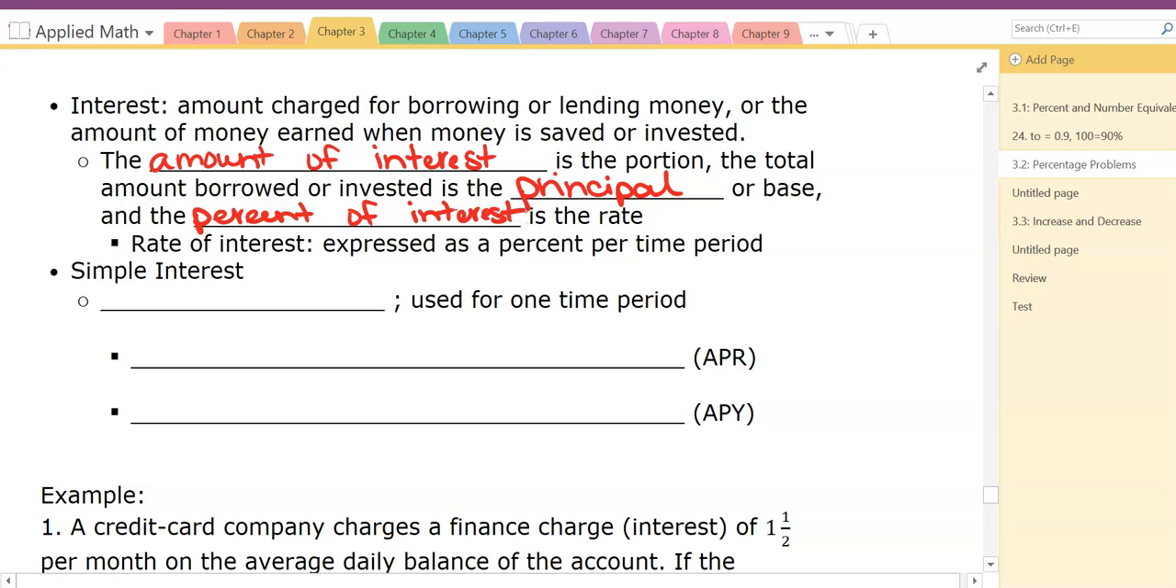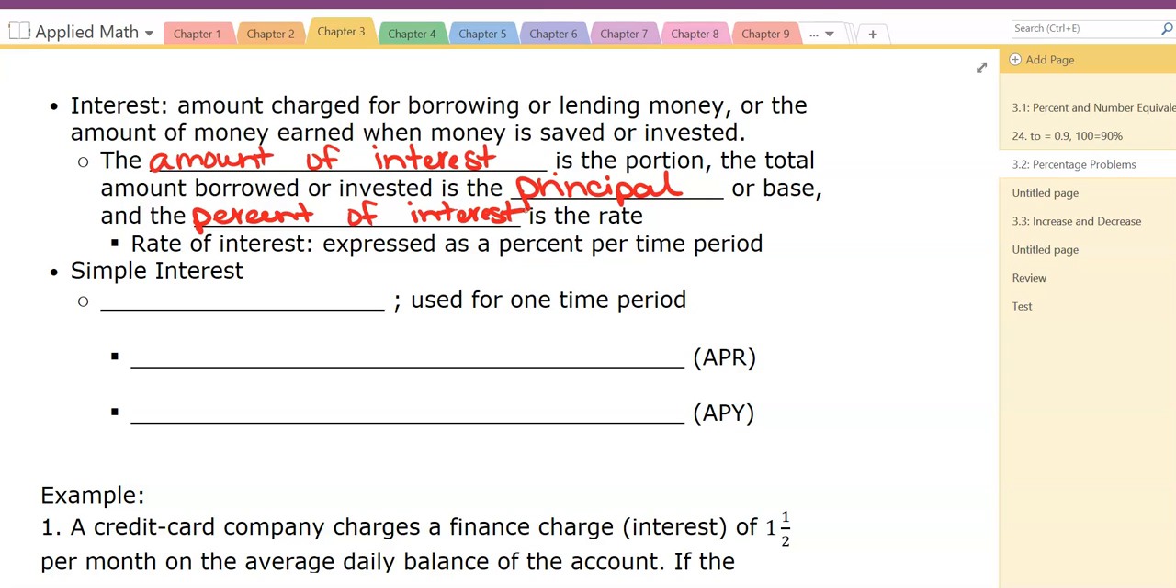So the principal would be the amount that you put in or the amount that you're borrowing from the bank for a loan. The amount of interest would be how much they're charging you or how much you're making. So a 5% interest rate could either mean that you're being charged 5% interest, so you have to pay that back, or you're earning 5% interest. And then the percent of interest is the rate, however much they're deciding to do, like 5%, 6%, whatever.